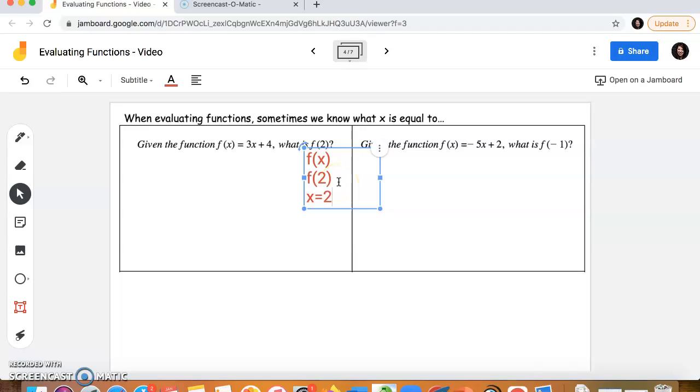So this is like saying x equals 2. Okay, it's like saying x equals 2. So wherever we see an x in our function, we're going to replace it with a 2. So here's our original function from above.